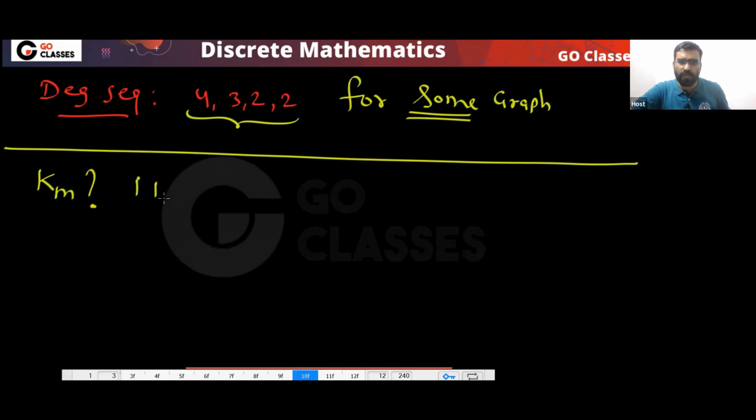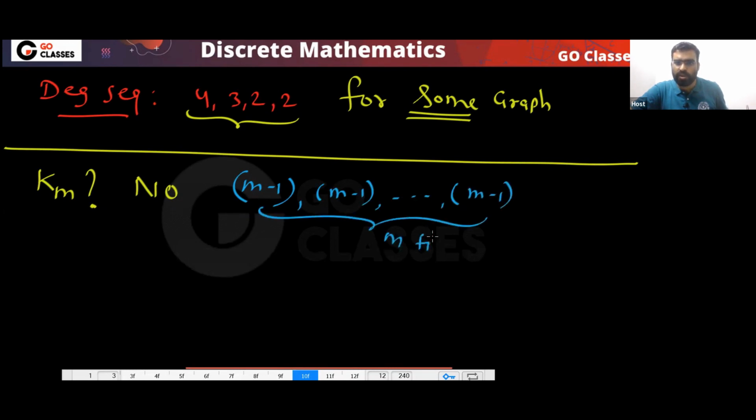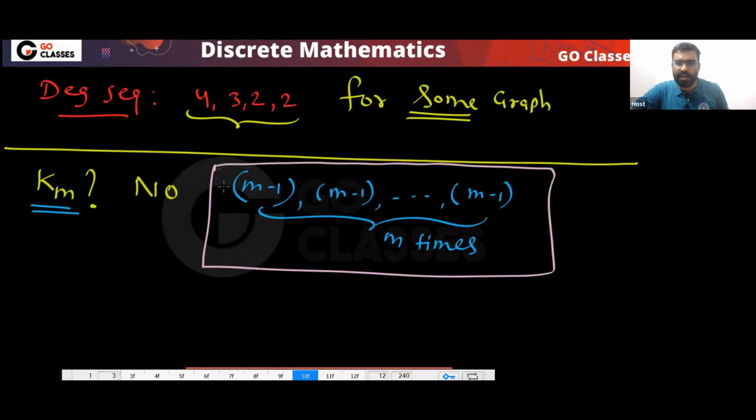The answer is no, because in a complete graph, your degree sequence should be the same. If you have K_m, then your degree sequence should be m minus 1, m minus 1, and so on, and this should happen total m times. Okay, this is the condition for K_m. This is the graph realization condition for K_m.